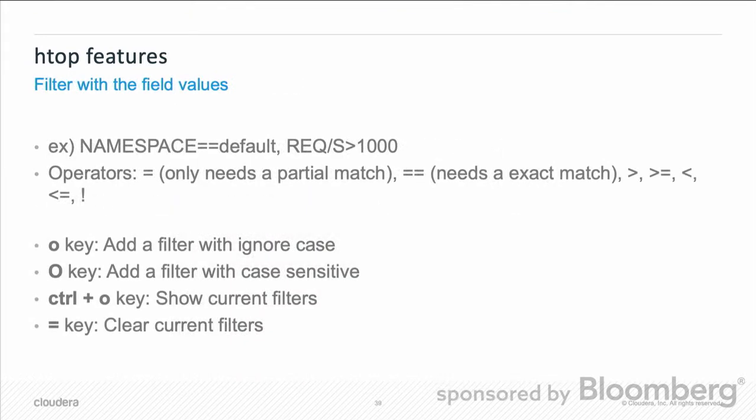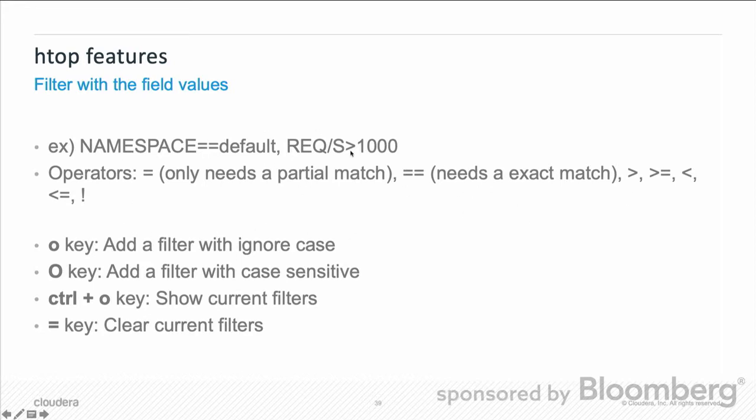So next is the filter feature. That's very important, I think. For example, if you want to see the matrix in default namespace only, you can specify a filter like this, namespace == default. Or if you want to see the matrix that have more than 1,000 requests per second, then you can specify a filter like this, request count per second greater than 1,000. In this filter feature, we can use the general operations like those.